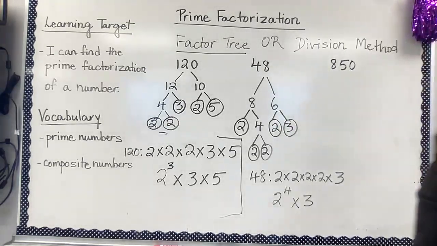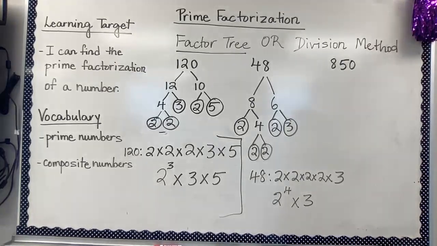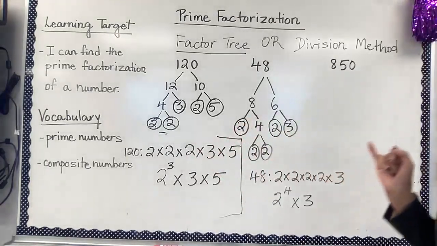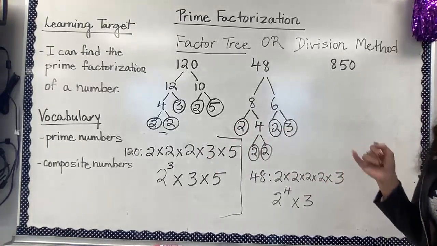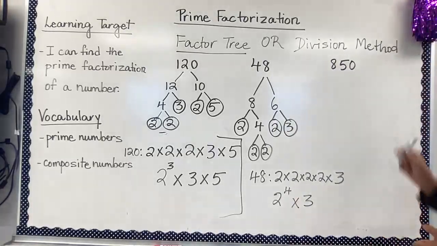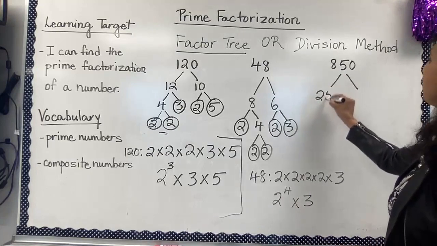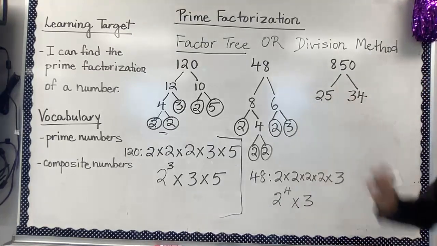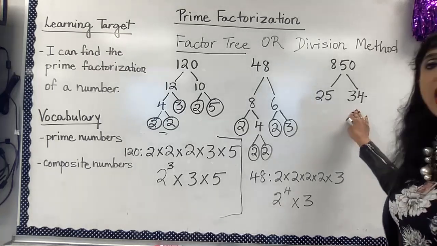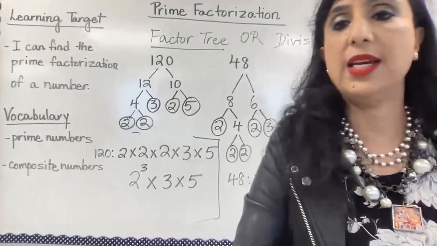All right. So let's do another problem. Let's do 850. Now, there are several ways of doing 850. I can do, because it's ending with a 0, I can definitely do 85 times 10. But I know, looking at that, there are other ways of doing this also. I can do 25 times 34. That will also give me exactly the same thing. Okay, so now let's look at 25 and look at 34. Are these both prime numbers or are these composite numbers?